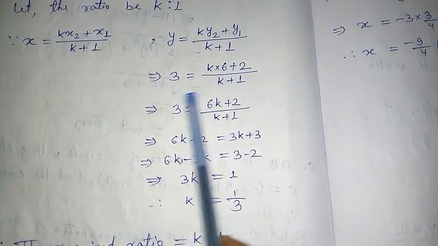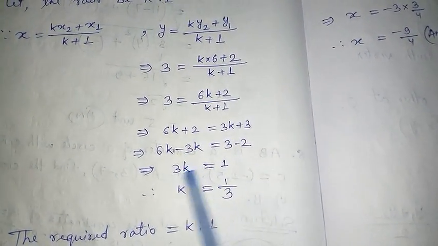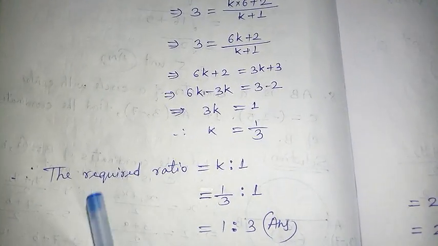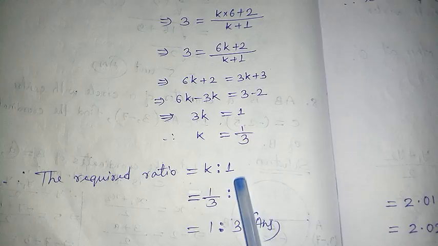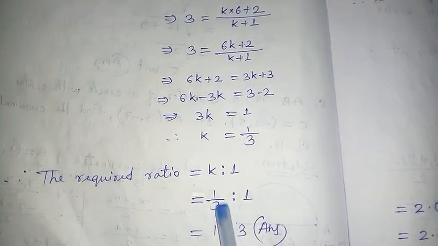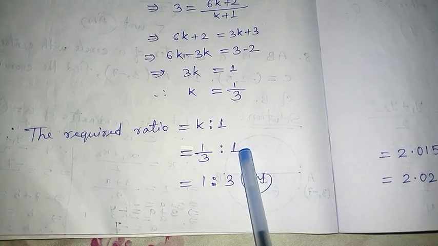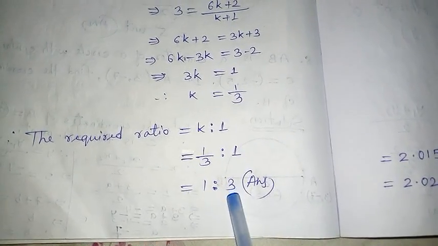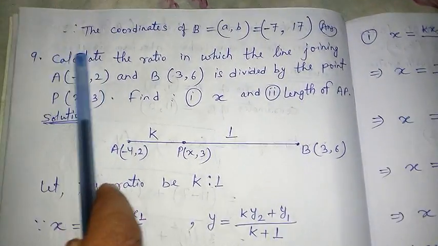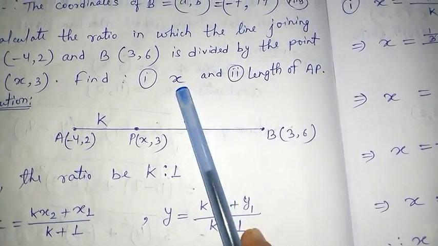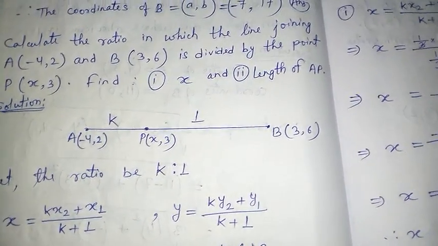So by using the second formula, I got the value of k as 1 by 3. Therefore the required ratio will be k is to 1, where k is 1 by 3, so 1 by 3 is to 1. But this 3 will multiply with this 1, so 3 ones are 3, and 1 is to 3 is my answer. First answer: the ratio is 1 is to 3. Now find the value of x.